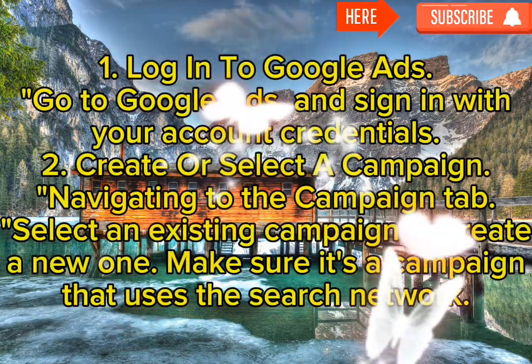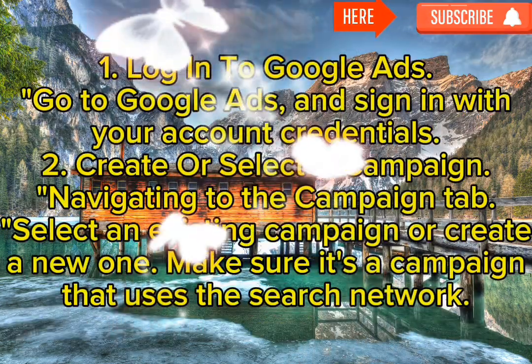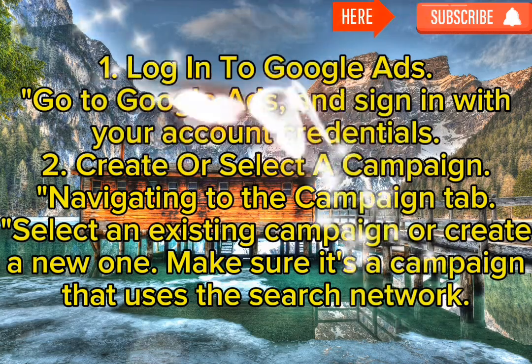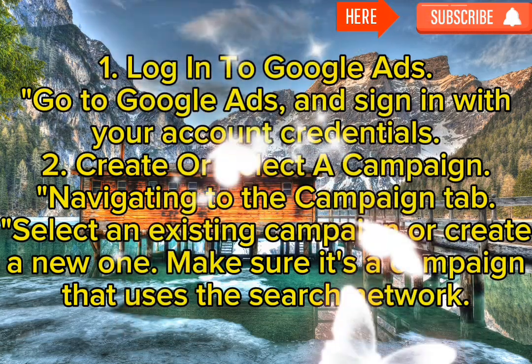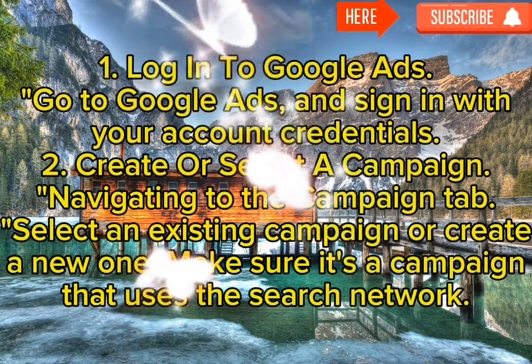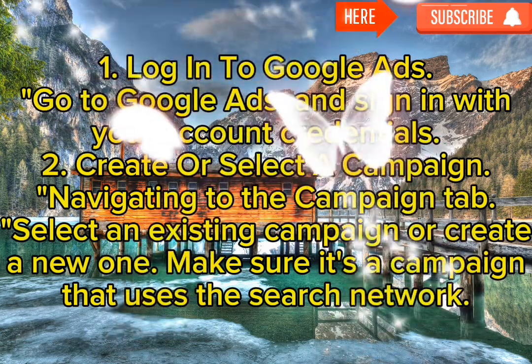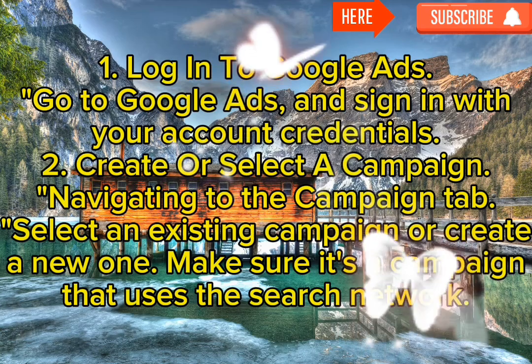1. Log into Google Ads. Go to Google Ads and sign in with your account credentials. 2. Create or select a campaign. Navigating to the Campaign tab, select an existing campaign or create a new one. Make sure it's a campaign that uses the search network.